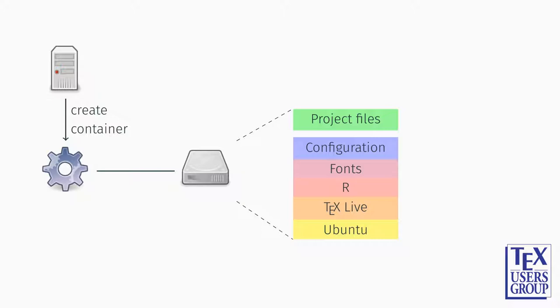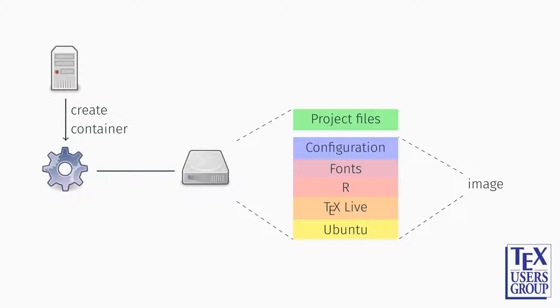All these files, except for the project files, are always the same, so they can be prepared in advance. At the time a compilation is requested, these files are available and ready to use in what's called an image. So the only thing we need to do is create a file system from that image and add the project files. Both of these are quick operations.